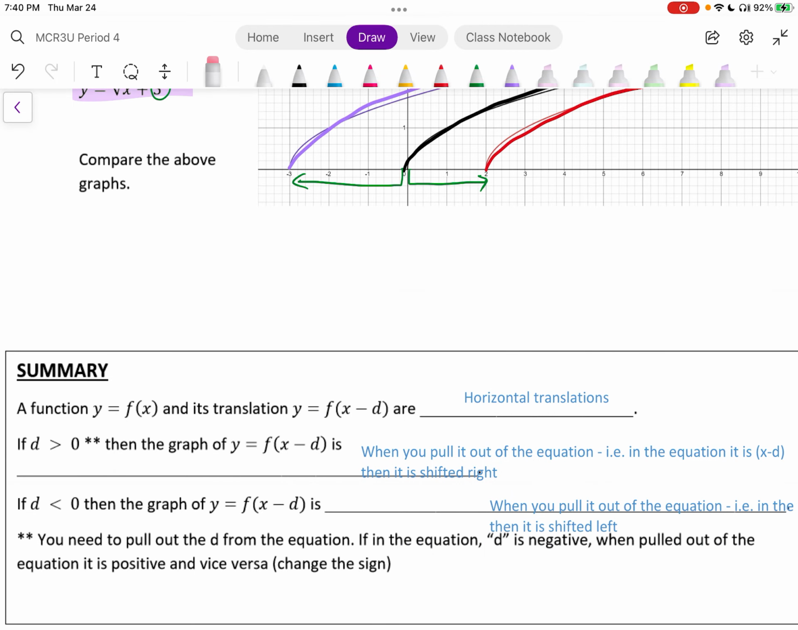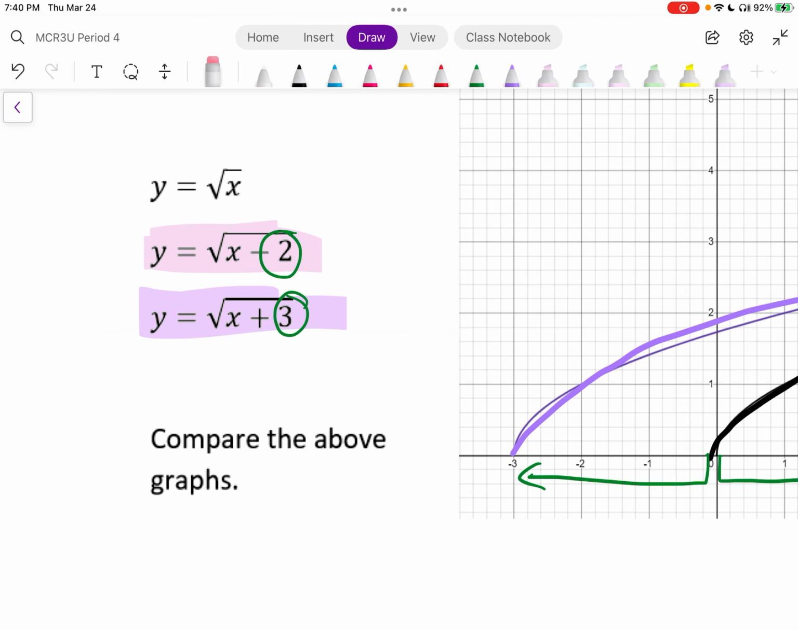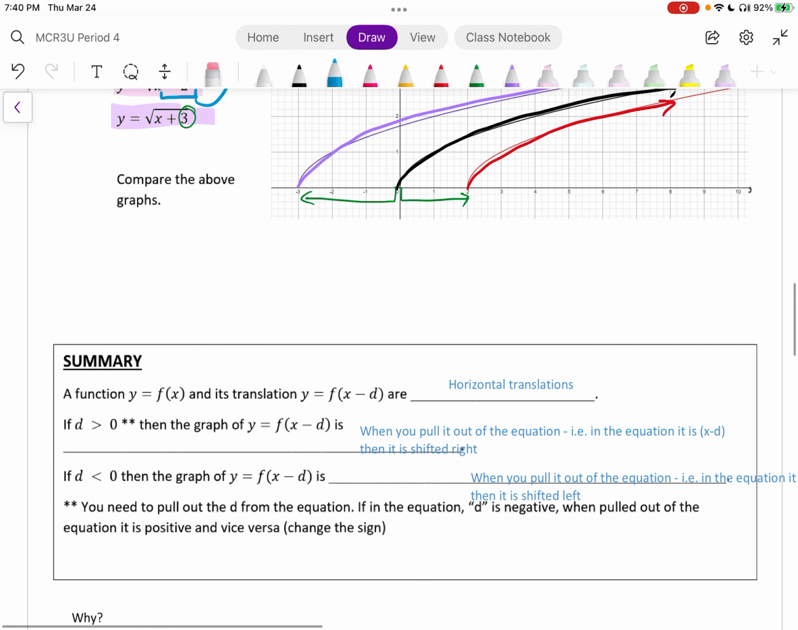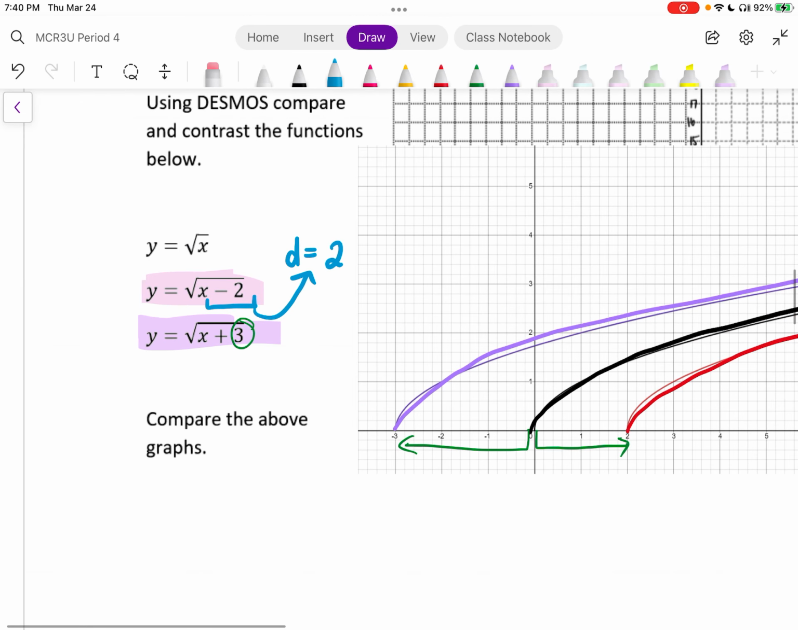If d is greater than 0, when you pull it out of the function. Notice how here, technically inside this bracket, d is negative. But if I was to pull it out, just like you did in quadratics, it becomes d equals 2. So if inside the bracket it's negative, but when you pull it out it's positive, you actually shift it right by d points. On the flip side, see here where it says x minus 2, you'd think that it was going to become more negative. It actually does the opposite of what you think it'll do.